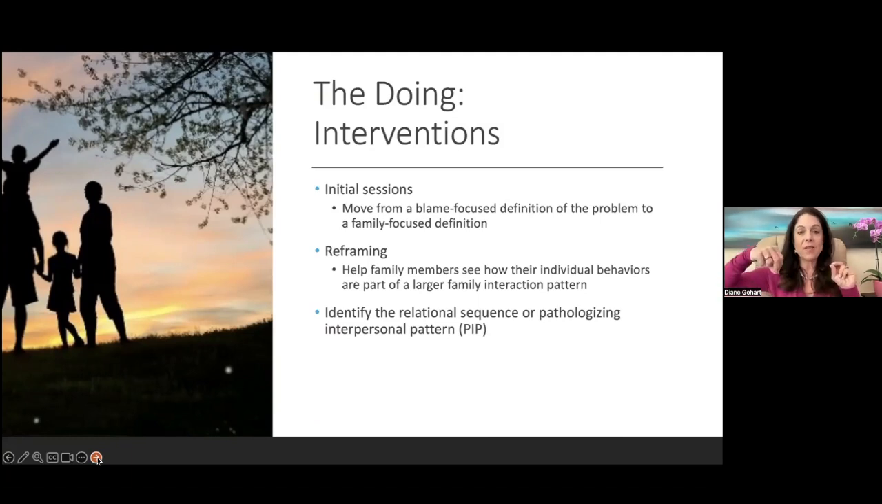Identifying the relational sequence or pathologizing interpersonal pattern. So this is a very classic family therapy intervention, systemic assessment of person A does something, then person B reacts to that, to which A then reacts as well. And you normally can create a negative cycle or a positive cycle.